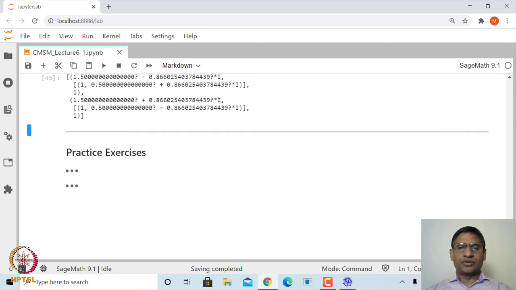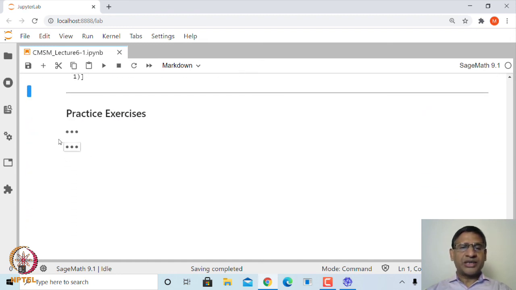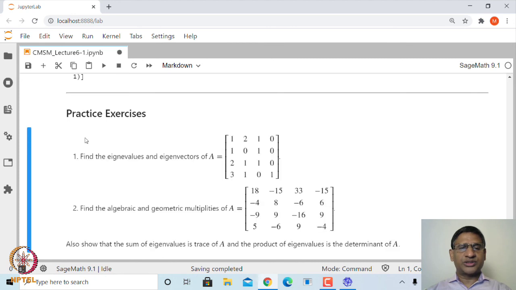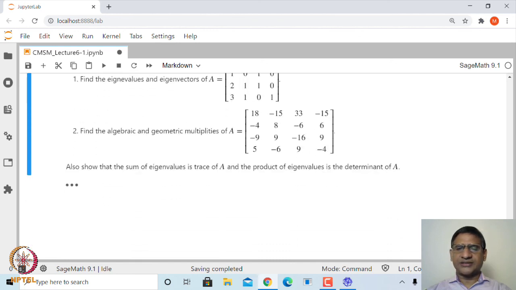Okay. So, let me leave you with a few simple exercises. These are straightforward. Find the eigenvalues and eigenvectors of this matrix, and also find the algebraic and geometric multiplicity of A, and further verify that the determinant of A is the product of the eigenvalues of A and the trace of A is the sum of the eigenvalues of A. So, these are two very simple exercises.